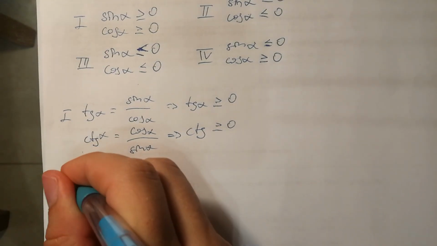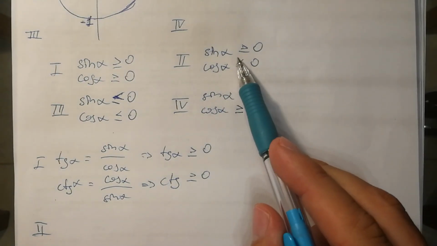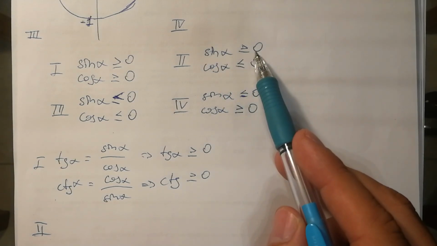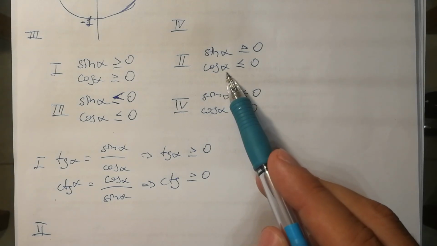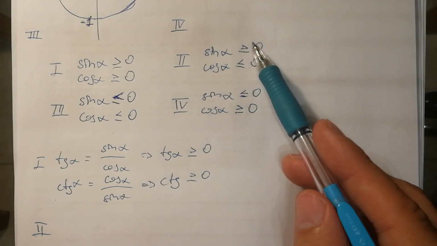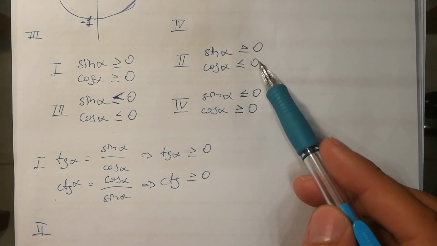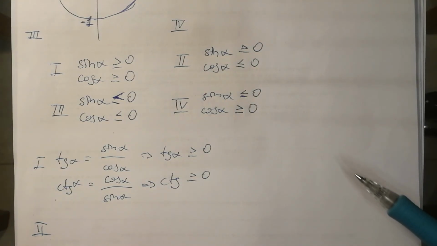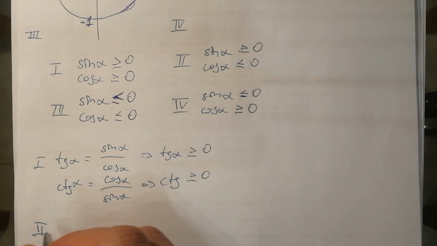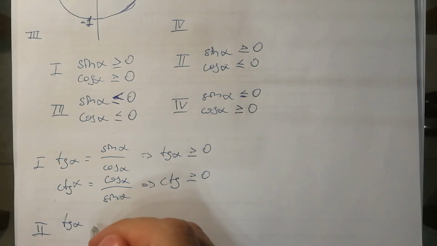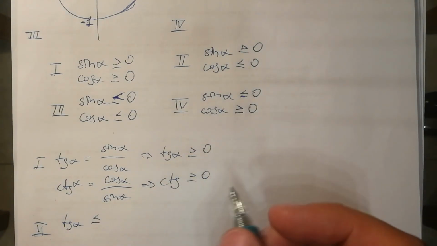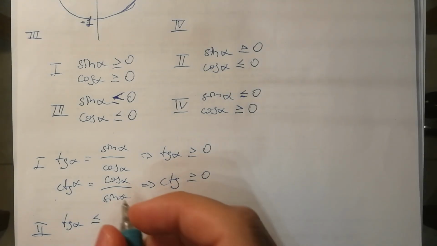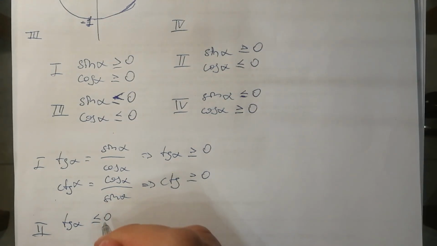For the second quarter, we have the situation that sinus alpha is more or equal to 0, but cosinus alpha is less or equal to 0. A positive value we divide by a negative value, or for cotangent a negative value we divide by a positive value. This means that we obtain a negative value, and we can say that for the second quarter the tangent of alpha is less or equal to 0, cotangent alpha also less or equal to 0.